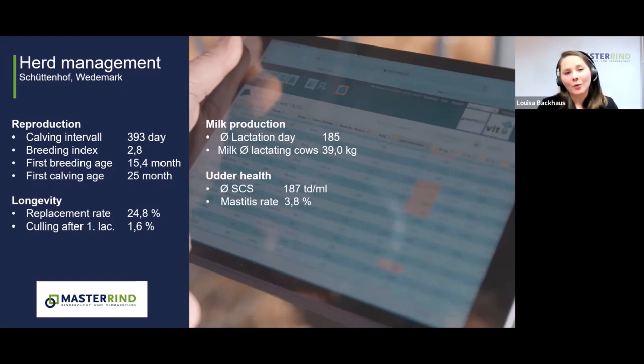Once a month, we check on our health status, which we just compare to ourselves. So we look at that, and we do MASTERRIND benchmarking, which is a group of 4 farms for 1 year. And we go to 1 farm every 3 months, and we check all the numbers about herd health, milk production, reproduction, longevity.